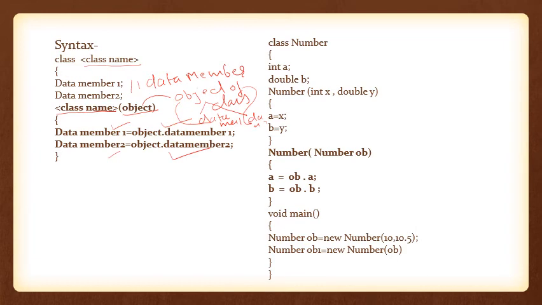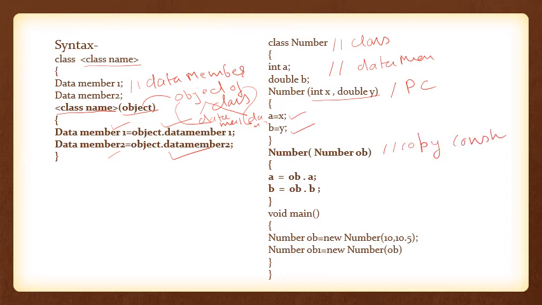So data member 1 equals object dot data member 1, and data member 2 equals object dot data member 2. See the example: class Number, data members A and B, a parameterized constructor with double x and y, so a equals x, b equals y. This one is the copy constructor. Number OB: OB has two data members, a and b. So OB dot a and OB dot b mean the data members of object OB. So a equals OB dot a and b equals OB dot b.